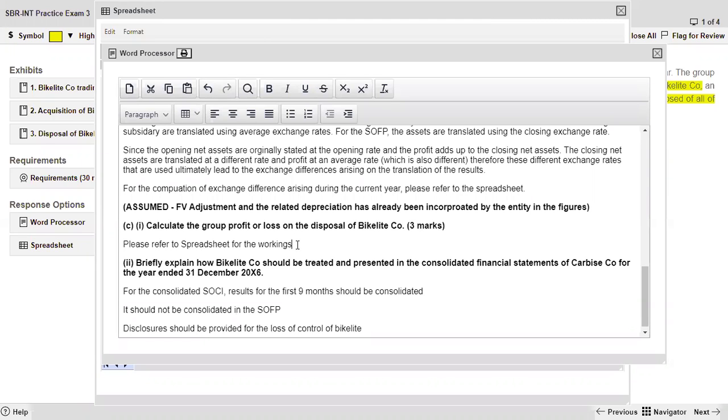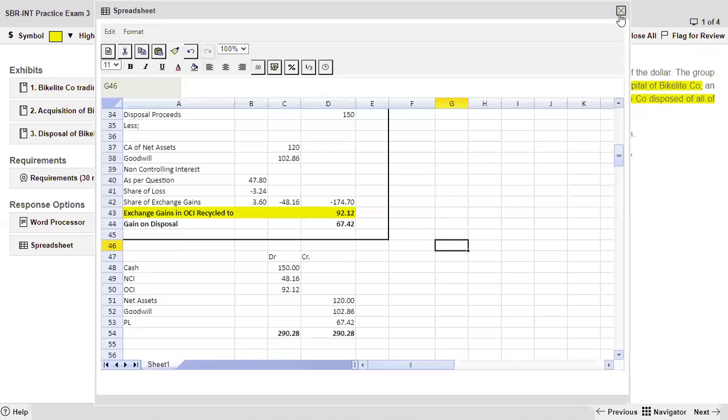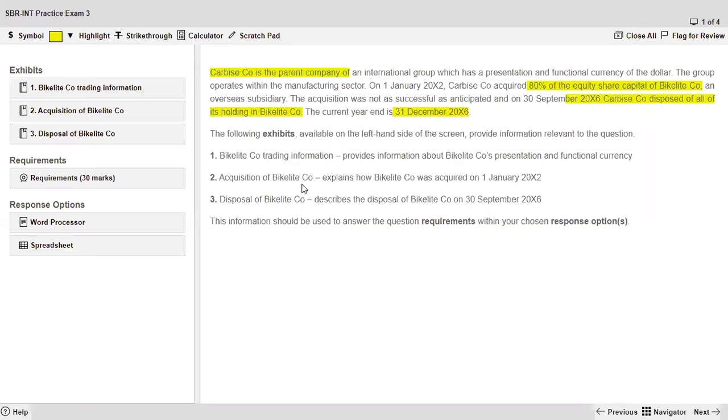Do you get it now? So we are done with this question, the name of which was Carbise Company. In case anyone has got any question, let me know.